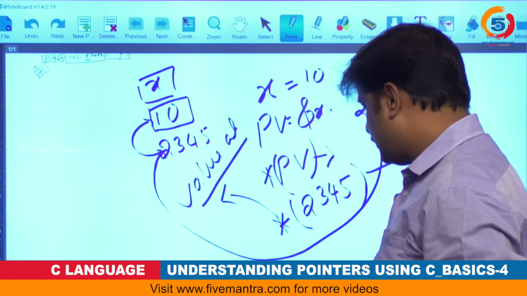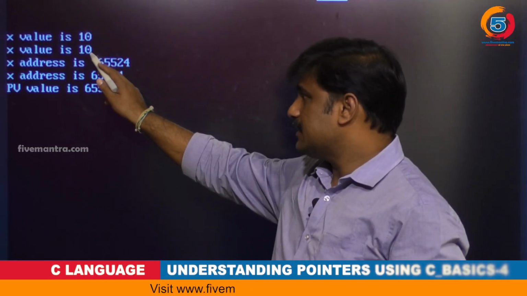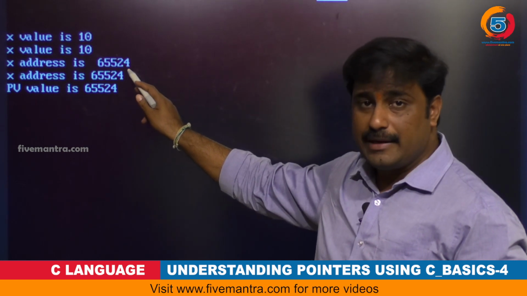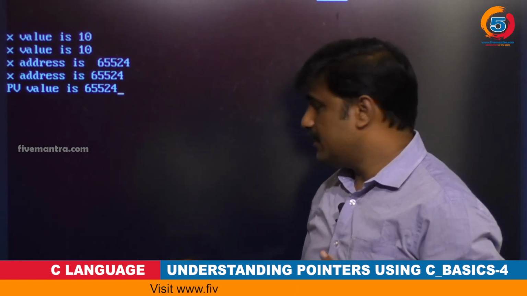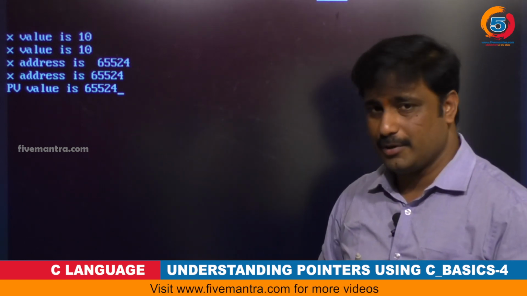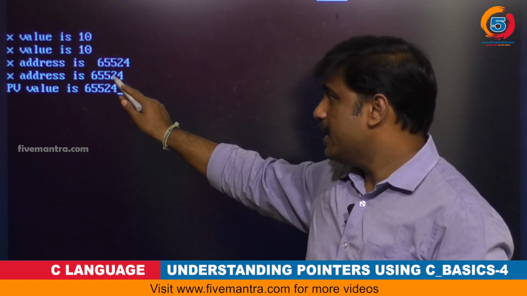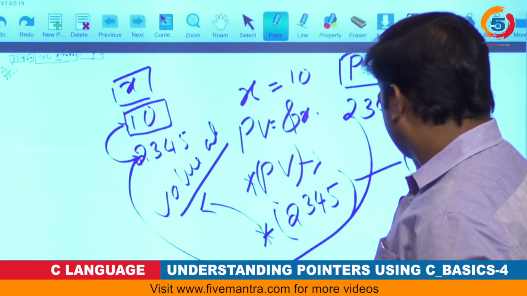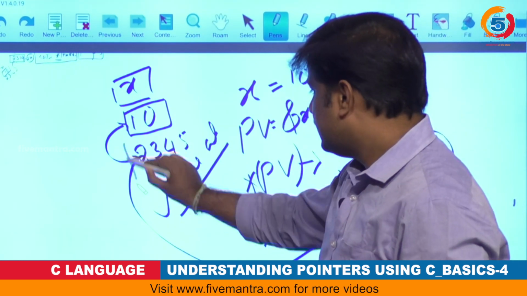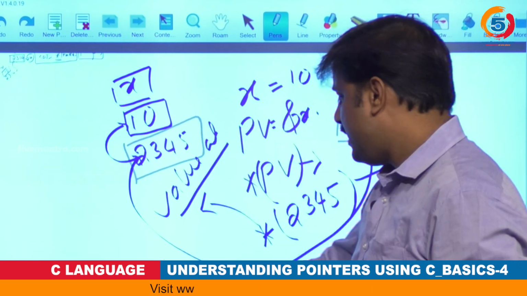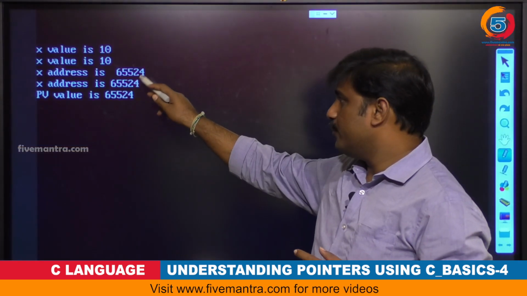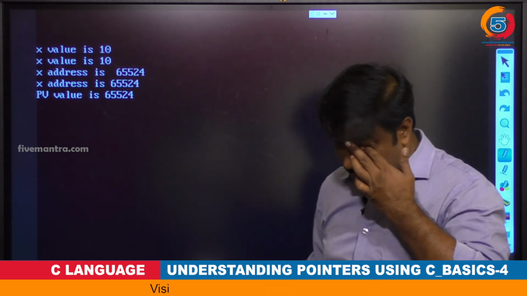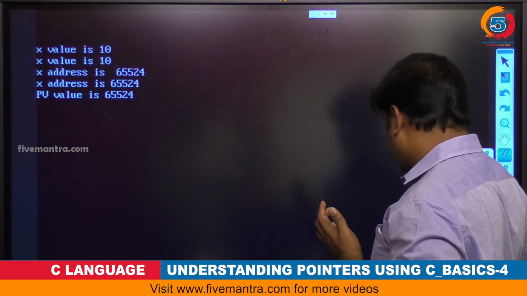Next, in the same way, now we observe the output. Now I see that x address is 65524, right? 65524 means x is saved in some memory location, and that starting address is 65524. And the second one I printed with the help of the pointer variable also holds 65524. PV also holds the same address, and this is the same value as 2345, same way we got here. The PV value is 65524. Remember this 65524.